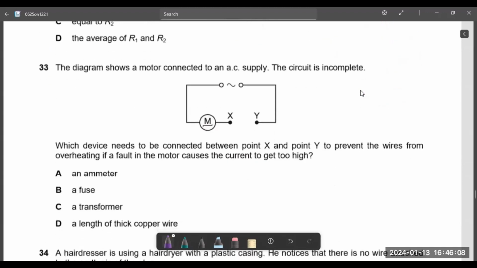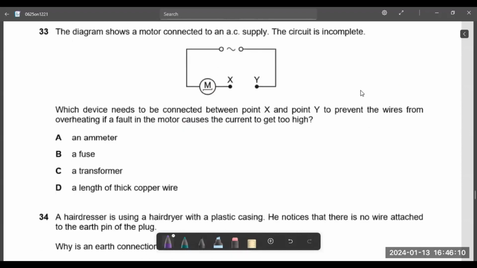The diagram shows a motor connected to an AC supply. The circuit is incomplete. Which device needs to be connected between point X and point Y, here and here, to prevent the wire from overheating if the motor causes the current to get too high? For protecting from overcurrent, we need a fuse. So we need to connect a fuse here. So the right choice is fuse.